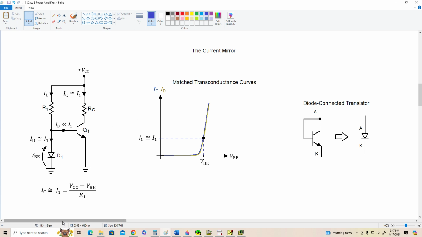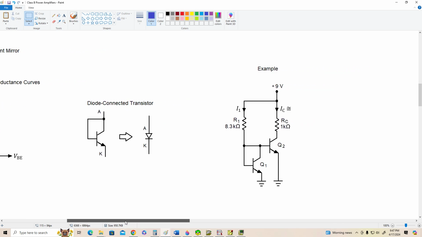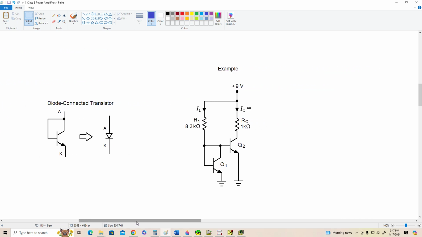All right, so let's take a look at a sample problem here. So we've got a current mirror using a diode connected transistor, and we want to figure out what IC is. So we'll find I1. That's going to be 9 volts minus 0.7 divided by R1. So 9 minus 0.7 is 8.3 volts, divided by 8.3 k ohms is 1 milliamp. So I1 should be 1 milliamp, and IC should also be 1 milliamp.